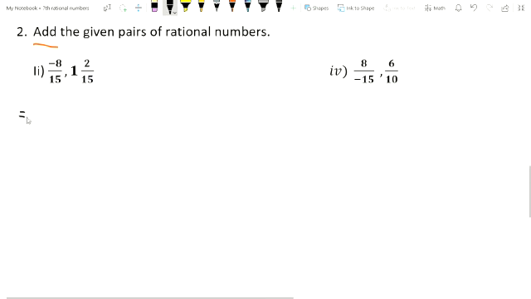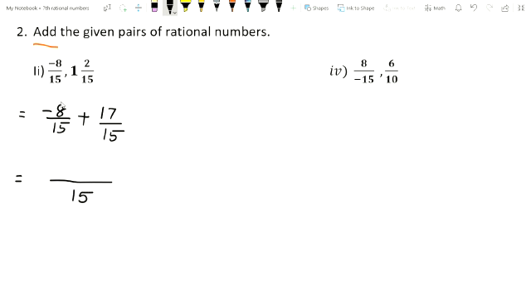So we are going to add minus 8 by 15 plus, because we are going to add. Now you convert this: 15 ones are 15, 15 plus 2, 17 by 15. Now see the denominators. Here the denominators are the same. So write the common denominator 15. Now you write the numerator as it is. Okay, the first term minus 8 is there, plus 17. The second term 17 is there.